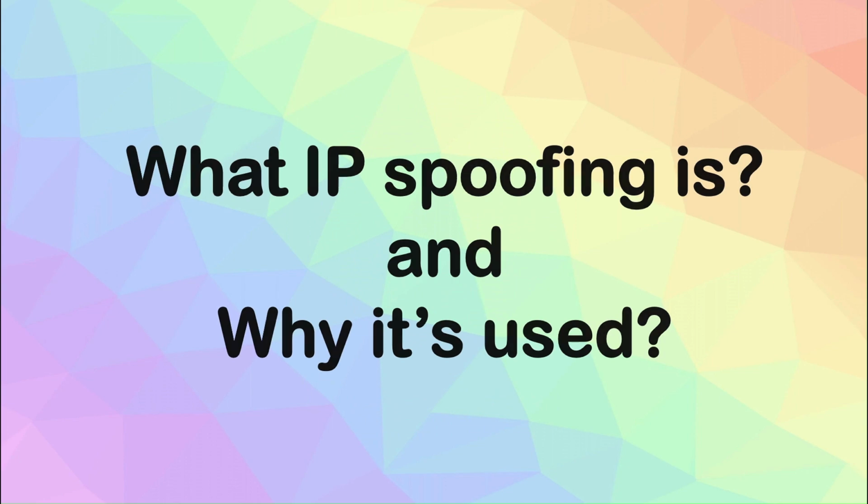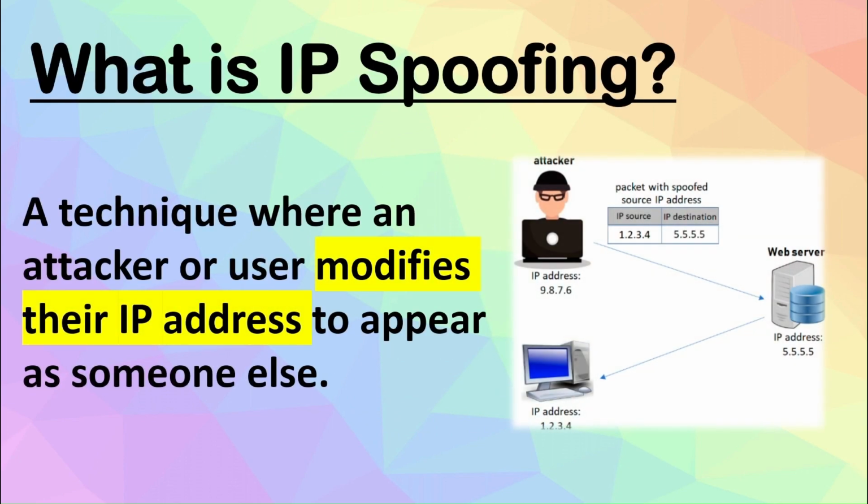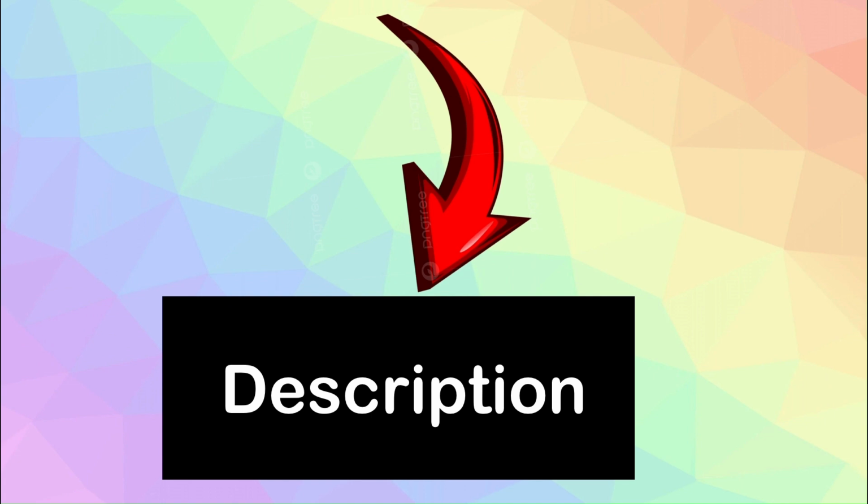Let's begin. IP spoofing is a technique where an attacker or user modifies their IP address to appear as someone else. This can be used for both cyber attacks and privacy protection. If you want a detailed explanation of IP spoofing, check out the full video linked in the description.